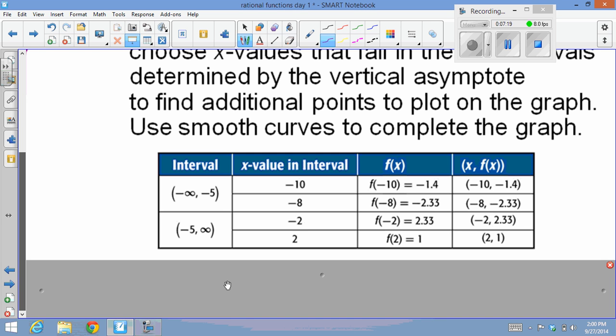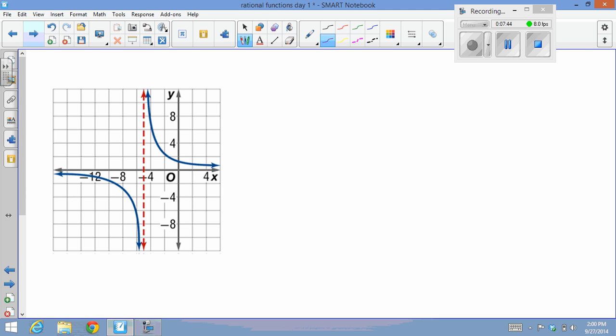So you can pick whatever points you want. You can see I picked a couple of them, but you can pick whichever ones make you happy as long as you have some on the left of the asymptote and some on the right of the asymptote. And you can get an idea of what's happening with the curve. It's got to be smooth. It can't be jagged because this is a graph that should be smooth as opposed to something that is linear or just a scatter plot. So if I were to graph it, it would look just like that.